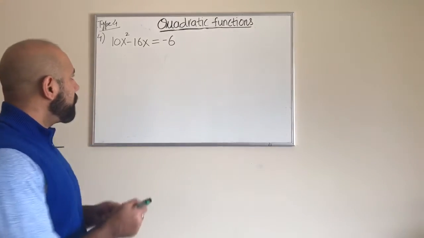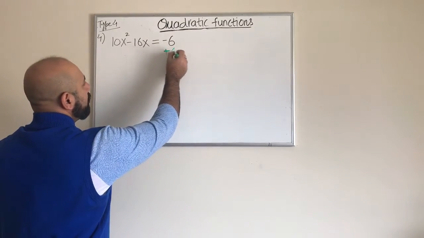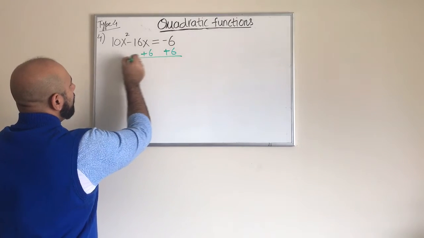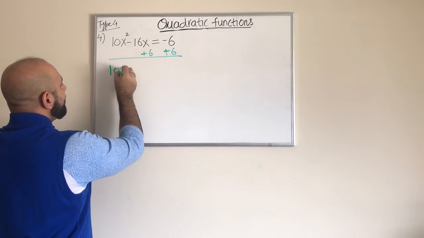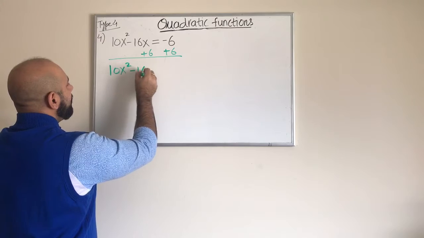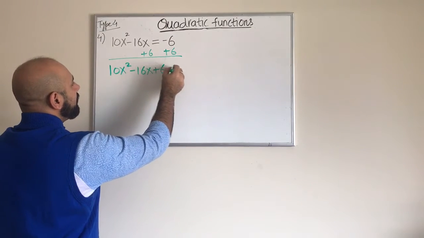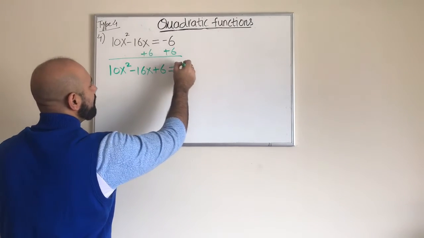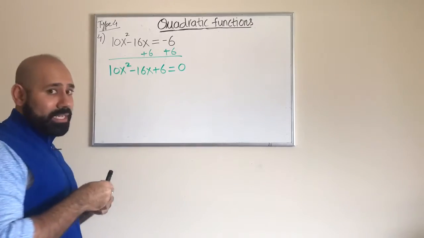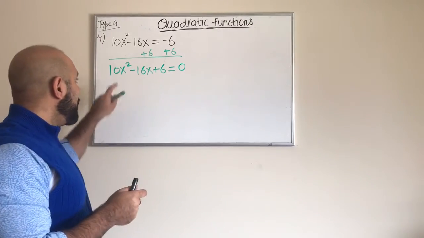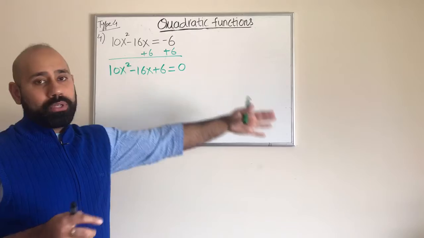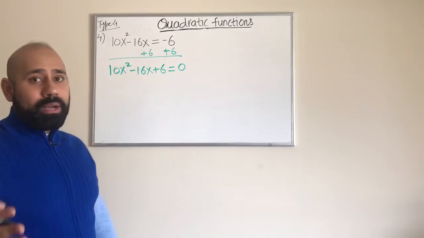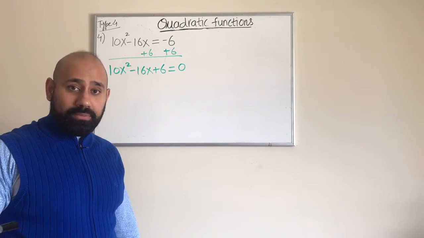Okay, so I'm going to add 6 to both sides. When we do that, we get 10x squared minus 16x plus 6. We cannot combine any like terms on the left hand side. Here this crosses out. It is 0 on the right hand side. So that's in the standard form, ax squared plus bx plus c equal to 0. Okay. Now let us think about methods for solving this quadratic function.